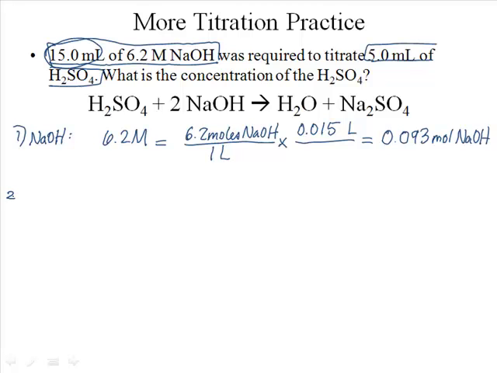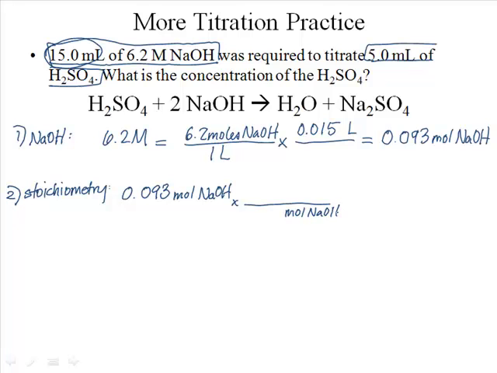My second step is to use stoichiometry. If you got stuck on the first step, pause the video now and see if you can do the second step on your own. My second step is to use the stoichiometry. So I'm going to start with what I already figured out, 0.093 moles of NaOH. And like any stoichiometric relationship, I'm going to put what I have on the bottom to make it cancel and what I want to change it into on the top. The question's asking about H2SO4, so that's what I'll put on the top.